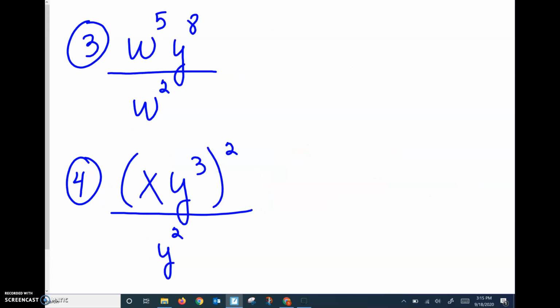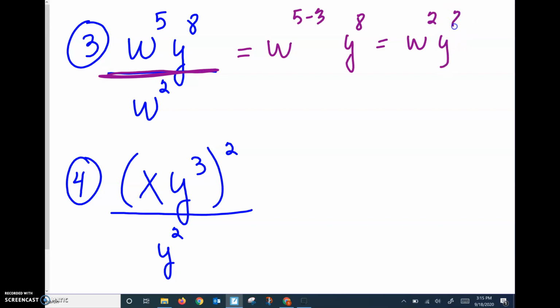All right, now we've got some letters, some on top, some on the bottom, some have things that are the same, some that don't. So we have W, and what are we going to do? Because this is a division, we're going to subtract our exponents, 5 minus 3, and we still have y to the 8th. So what is 5 minus 3 is going to give us w to the 2nd, y to the 8th.